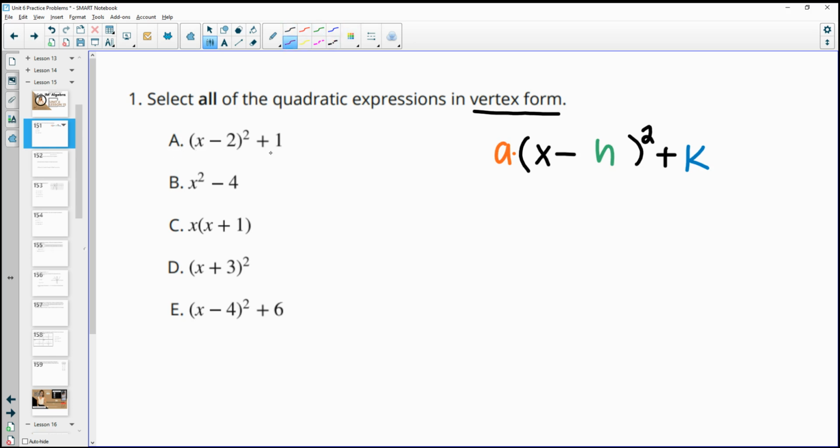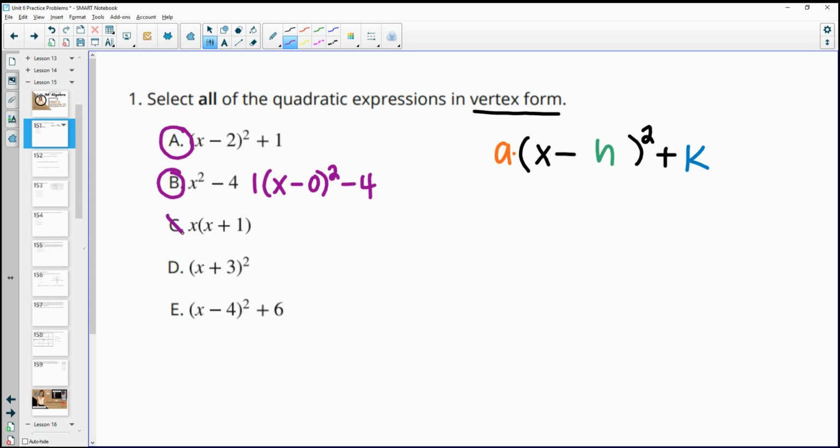So part A, in vertex form. Okay, it's got the thing squared, something inside and outside. This is fine. It's in vertex form. B is also in vertex form. It just doesn't have an H value. Okay, so on the inside, if we wanted to write it like this, we could. It would be 1 times x minus 0 squared minus 4. So then when we simplified, it just looks like this. So B is in vertex form.